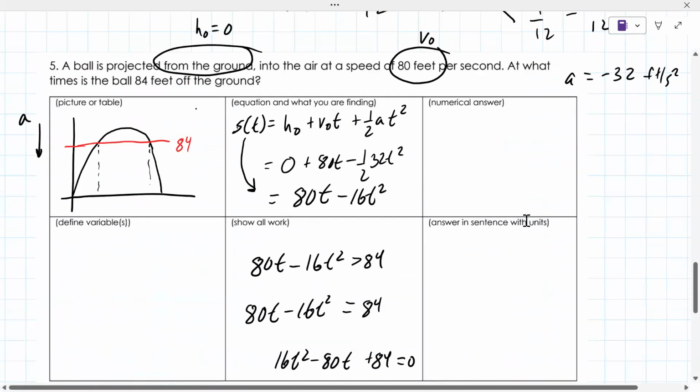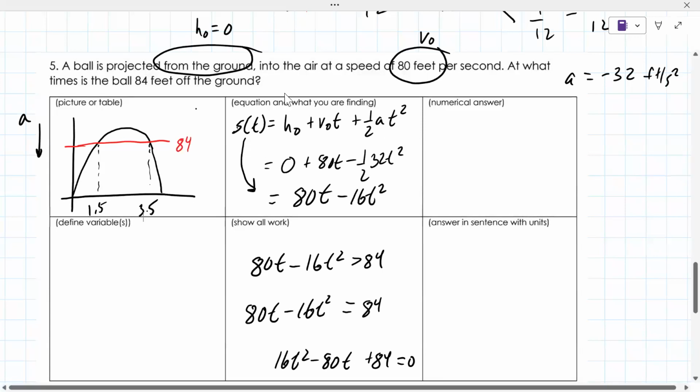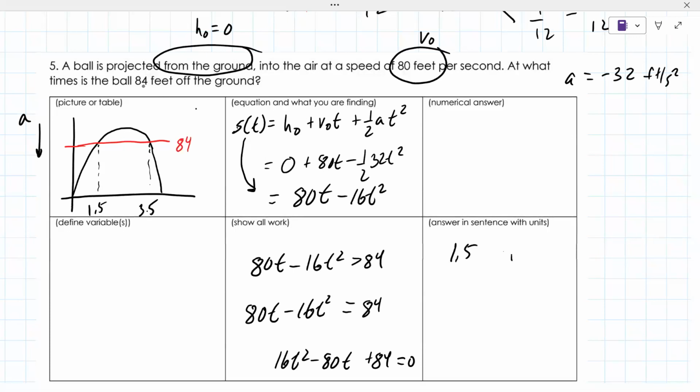So those are the two times. So 1.5 seconds, 3.5 seconds. Yeah, that's why I put between 1.5 and 3.5 seconds. Well, you gotta be careful here. It says at what time is the ball 84 feet off the ground? It's not asking more than or above. It's just saying when is it exactly? So the answer is just 1.5 and 3.5.